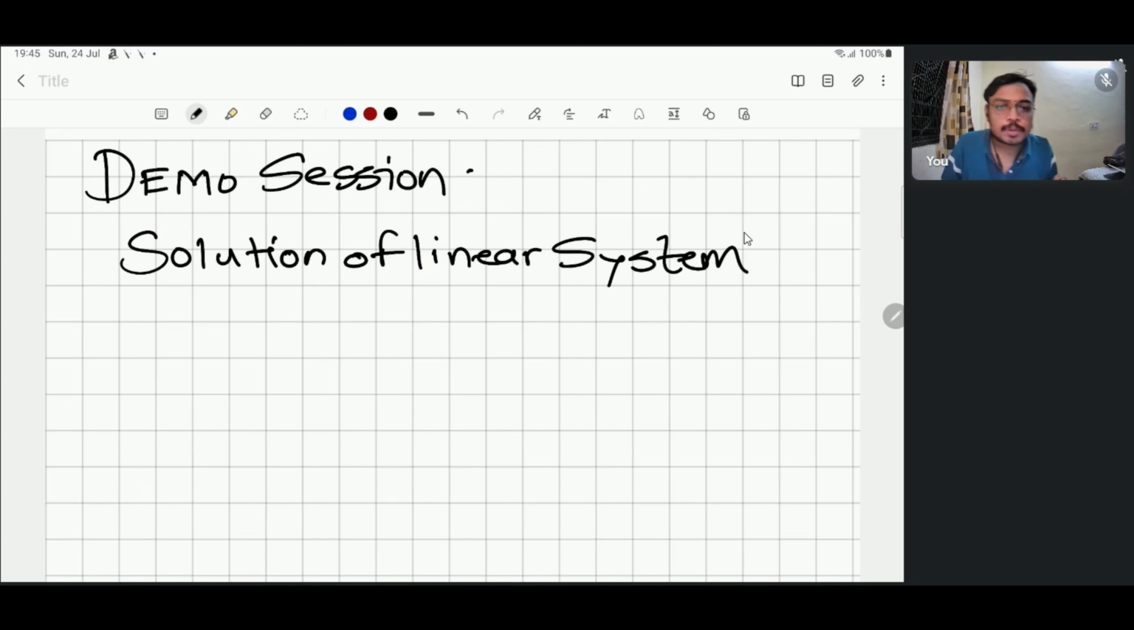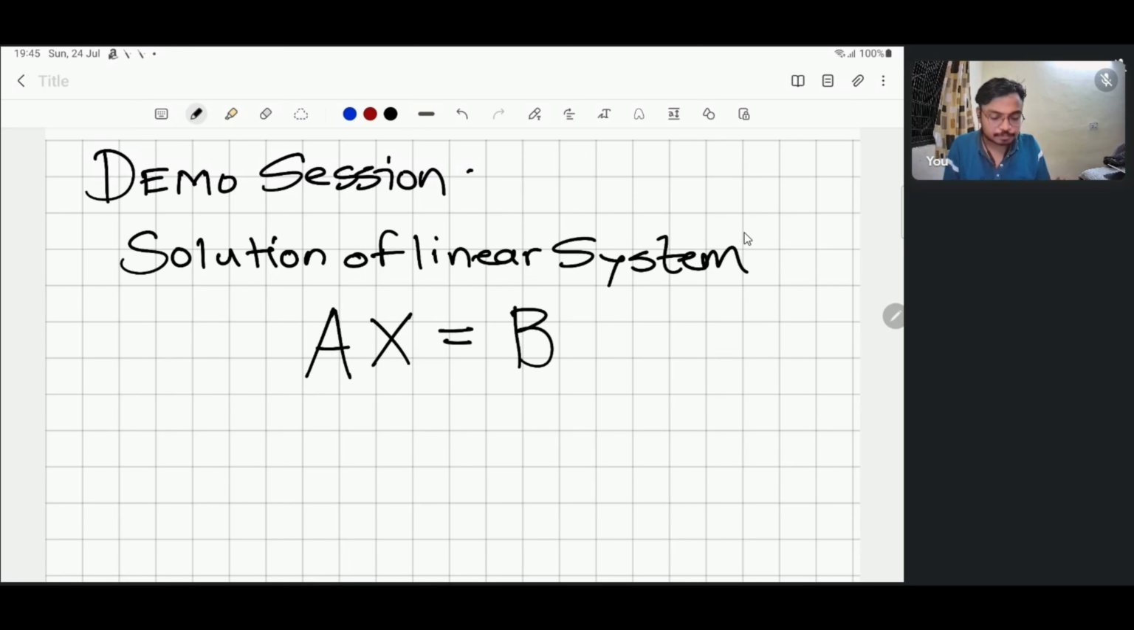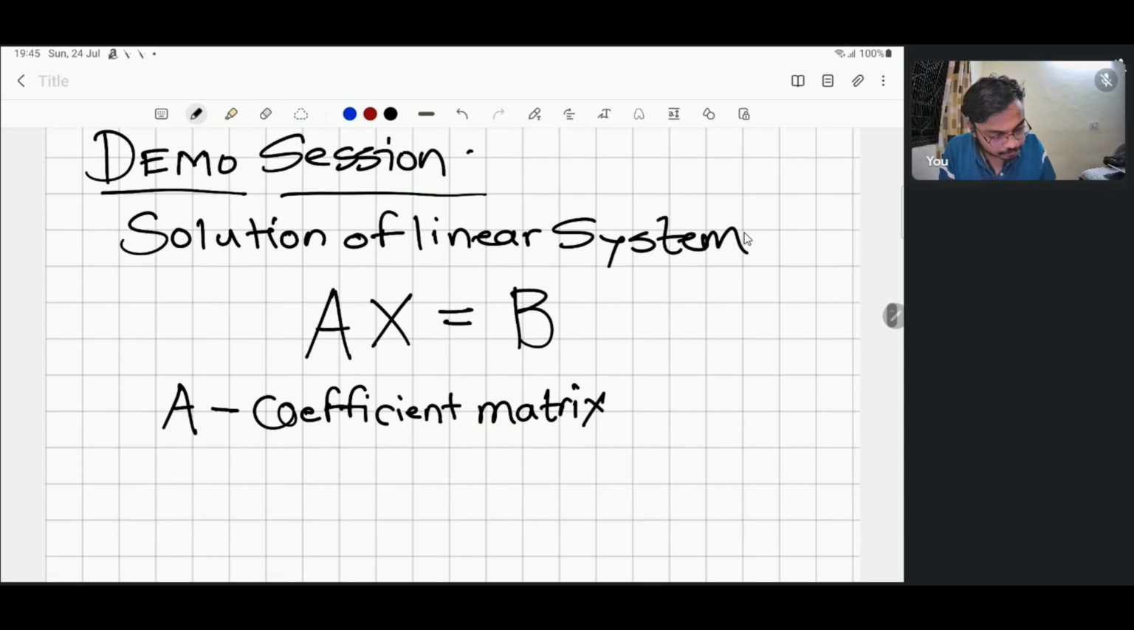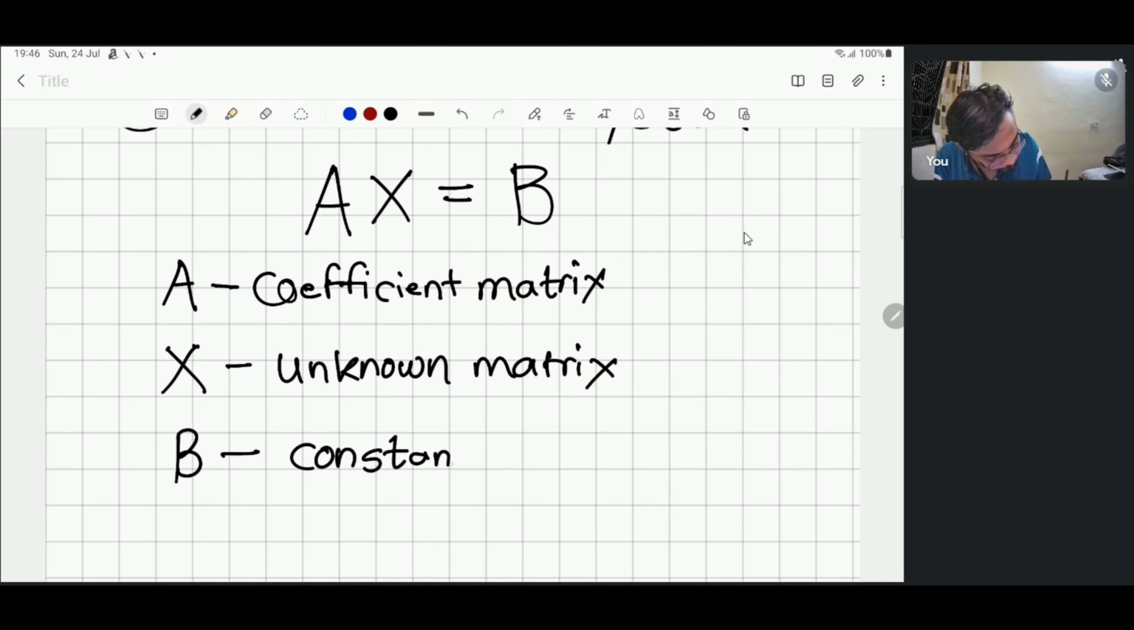That is, problems in general we can write in the form Ax is equal to B. So what is A? A is the coefficient matrix. X is the unknown matrix which is to be found out or to be calculated, and B is the constant matrix. So this is the basic idea about solution of linear systems and how we represent it in the matrix form.